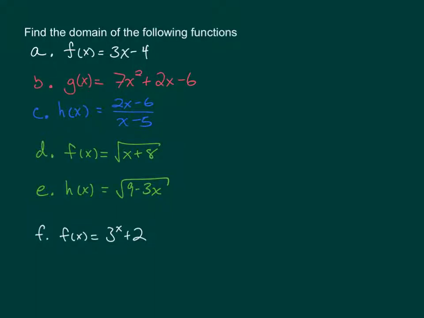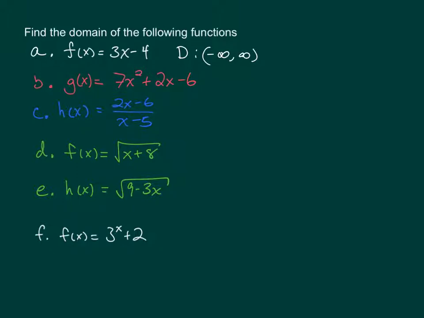Find the domain of the following functions. In this problem, we will be looking at 6 different examples relatively quickly. Let's start. In part A, f of x equals 3x minus 4. This is a linear function, and the domain of any linear function is negative infinity to infinity.